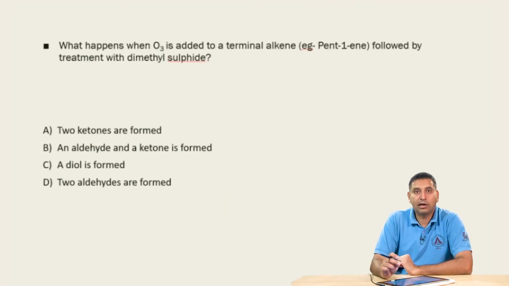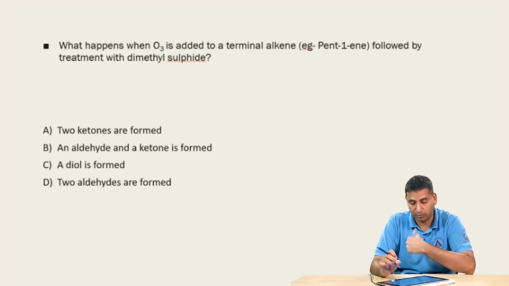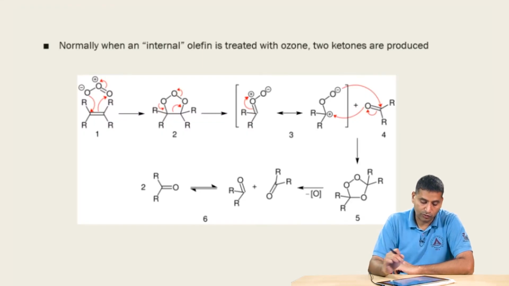The next question is, what happens when ozone is added to a terminal alkene such as pent-1-ene or 1-pentene followed by treatment with dimethyl sulfide. So, there are 4 choices given here, that is 2 ketones are formed, an aldehyde and a ketone is formed, a diol is formed, or 2 aldehydes are formed. So, in order to address this question, let us first look through the mechanism of ozonolysis.